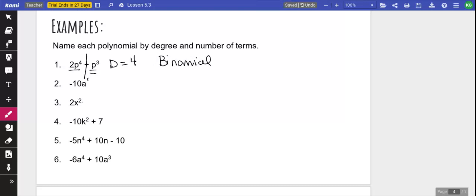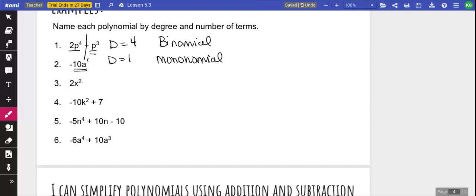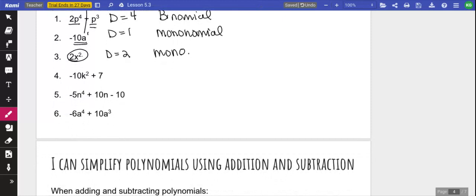On number 2, I'm going to go ahead and give an exponent of 1. So that's the only degree I see. There are no plus or minus signs to break this thing up, so it's just a monomial. The next one, I see a degree of 2 for the highest exponent. Again, no plus or minus signs, so this is a monomial. Number 4, I see degree of 2 again, and then I see a term, a break, and then a term. So this is a binomial.